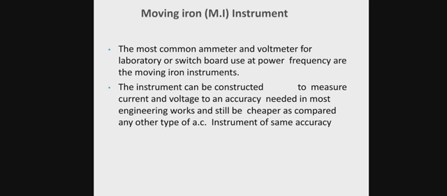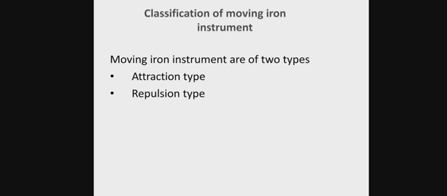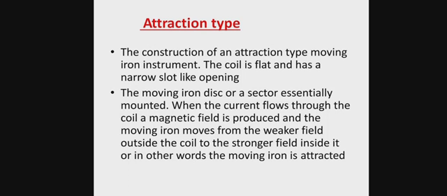Moving iron instruments are classified into two types. The first one is attraction type and the second one is repulsion type. So we have to discuss first the attraction type MI instruments. Attraction type moving iron instruments.